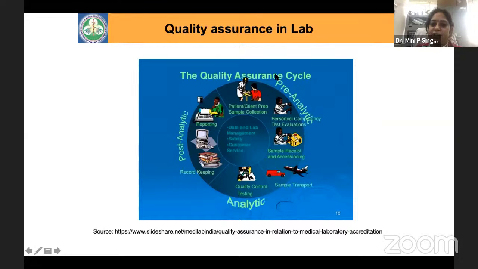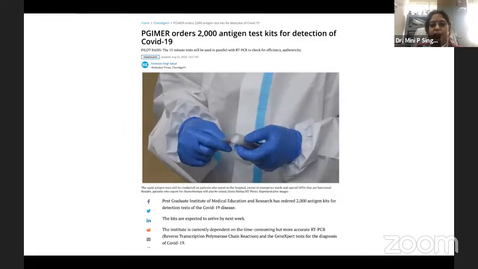But quality assurance covers the selection of the samples, receiving of the samples, the analytical phase, and the post-analytical phase, as I mentioned, the reporting by the virologist. All these are very important to ensure that you generate a good quality report. So this was one mode of testing. The other mode of testing is an antigen detection test.